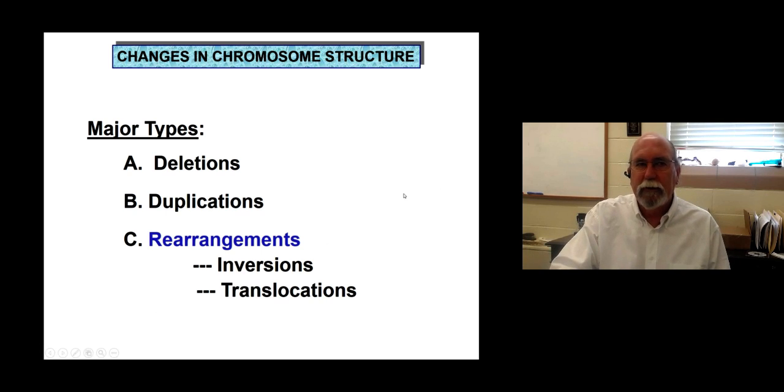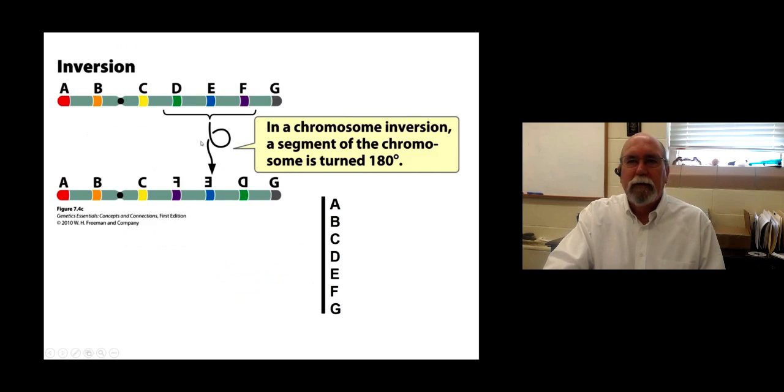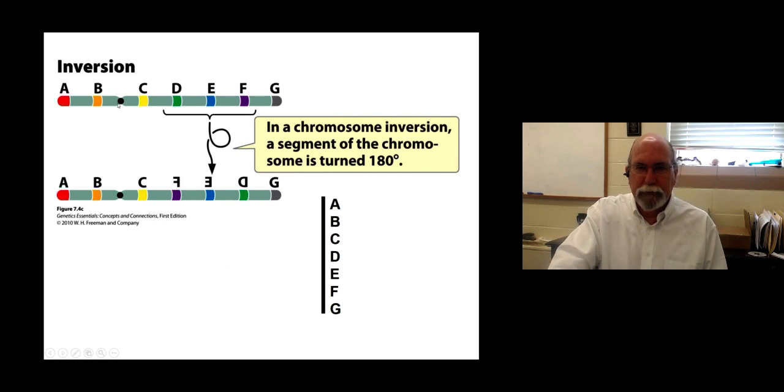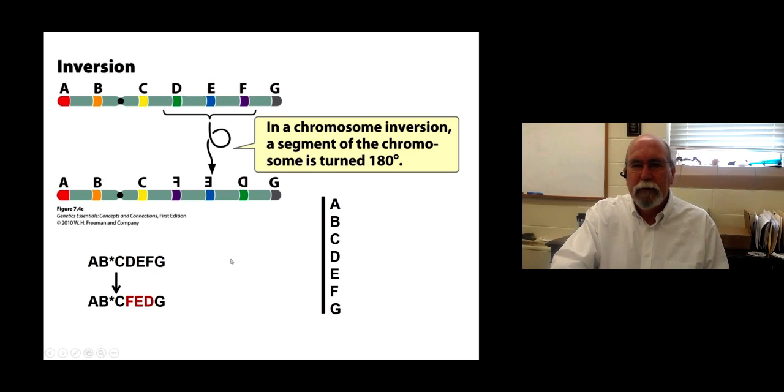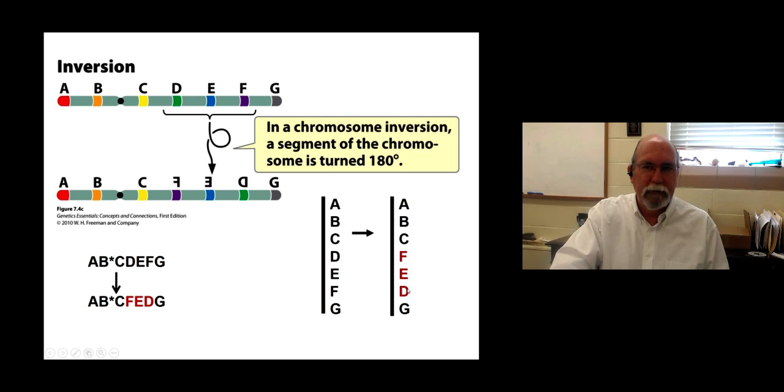So let's start by looking at inversions. Inversion is just what I said. It's where we're going to have our little stylized chromosome here, A, B, centromere, C, D, E, F, whatever, and we simply invert some arrangement in the middle. So we might take that and have it change over to something where we have A, B, C, F, E, D. That's known as an inversion.